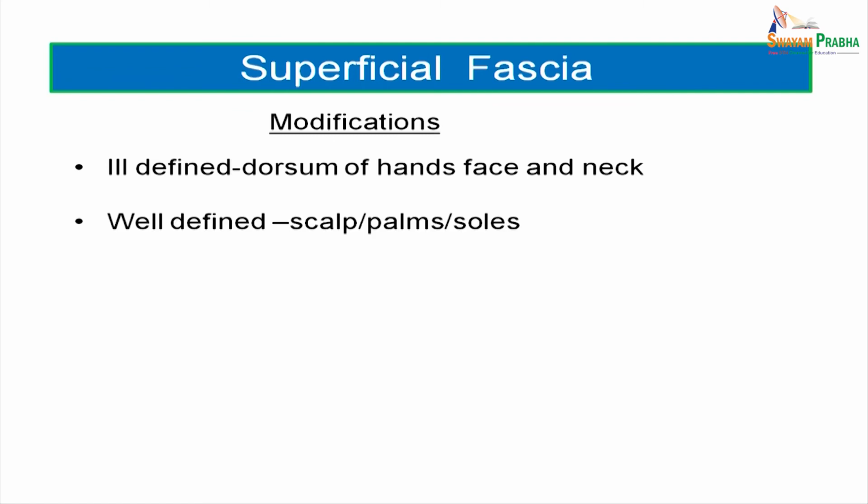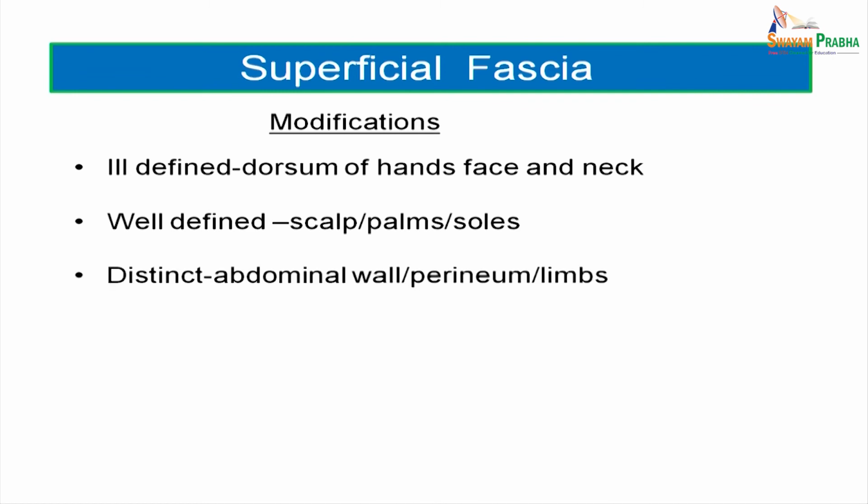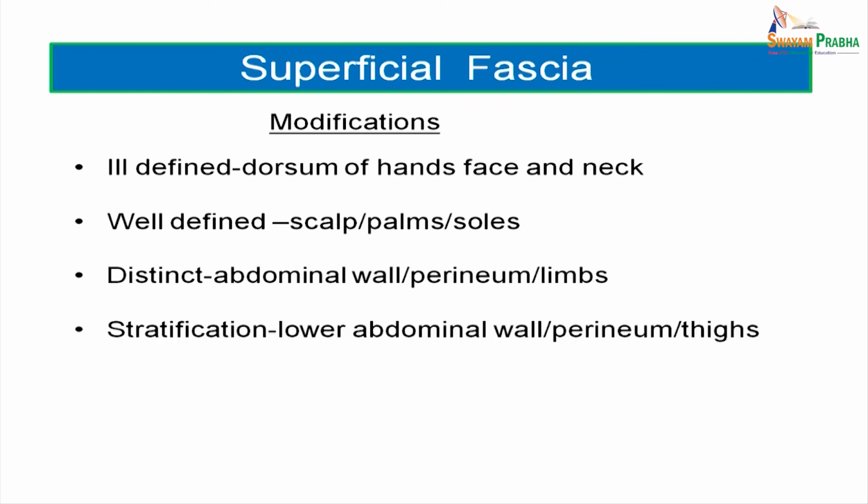It is well defined in case of scalp, palms and soles, and it is very distinct in case of the abdominal wall, perineum and limbs. In fact, you can see stratification in the lower abdominal wall, like you have a differentiation in the abdominal wall fascia, perineal fascia and in the thigh region. The distribution of fat varies from either being absent or in excess. So, depending on whether you need excess packing material, we have the distribution of fat varying in different zones.